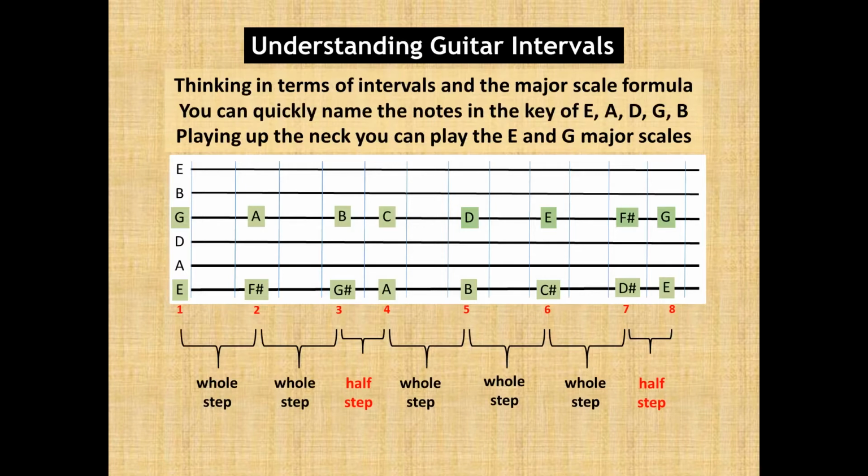Now, thinking in terms of intervals and the major scale, I just said that it's 2 frets is the whole step, 2 frets is the whole step, 1 fret, right? So you could play the E major scale by going up the neck in this pattern. It's a good pattern to know because using this pattern makes it easy for you to name the notes in the E, the A, the D, the G, the B, any of these. You can just run up the neck and quickly realize this A, B, C sharp, right?